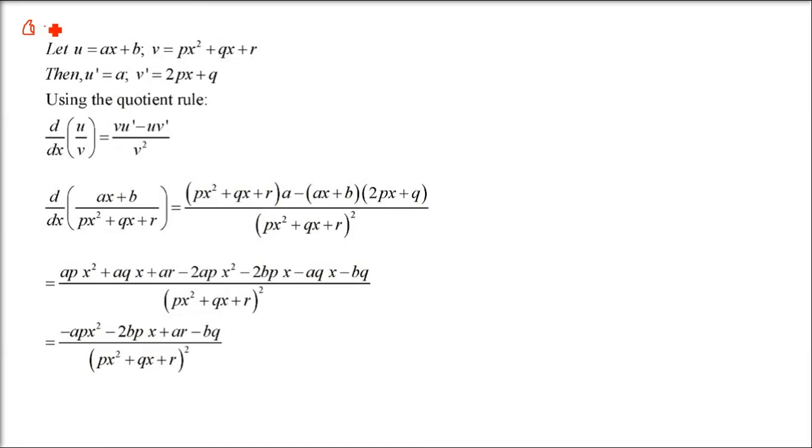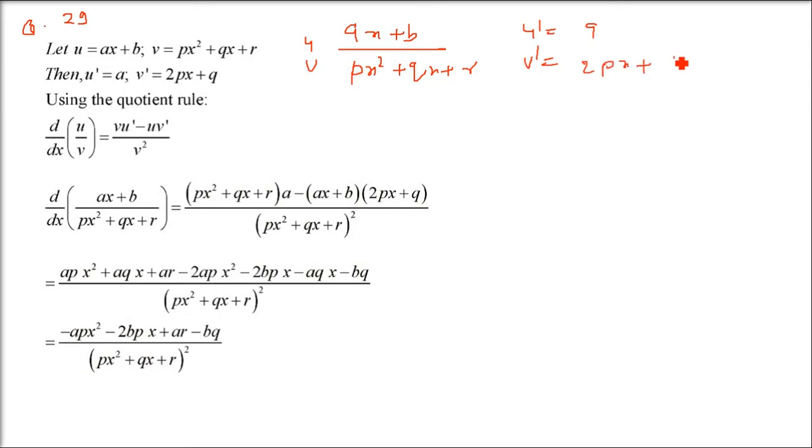This is question number 29. So we have (ax + b) divided by (px² + qx + r). We have done questions like this. u' is a and v' is 2px + q. So v into u' and u into v', and just multiply each and every term. v square is already there in the denominator.